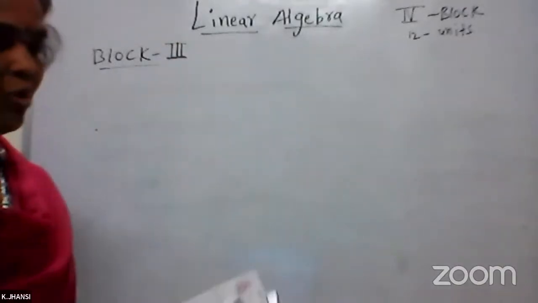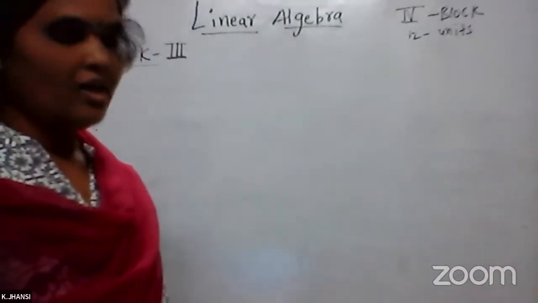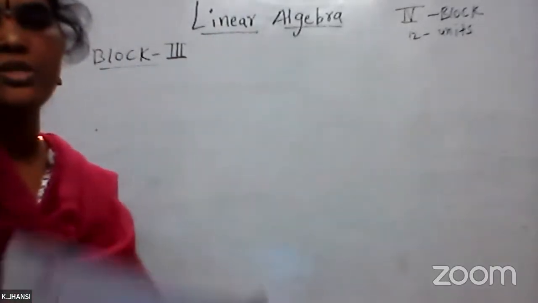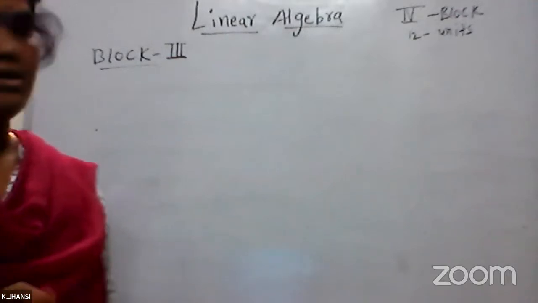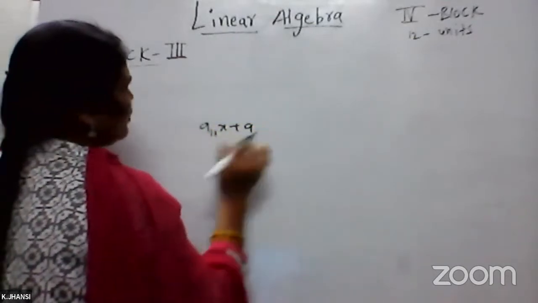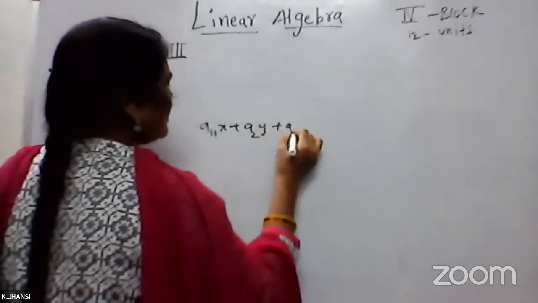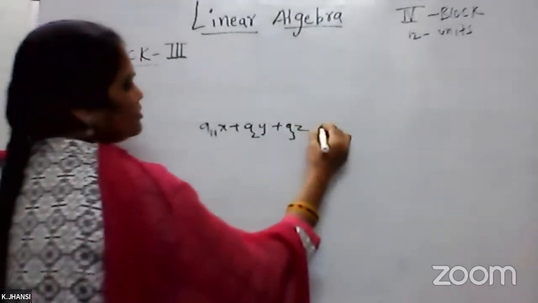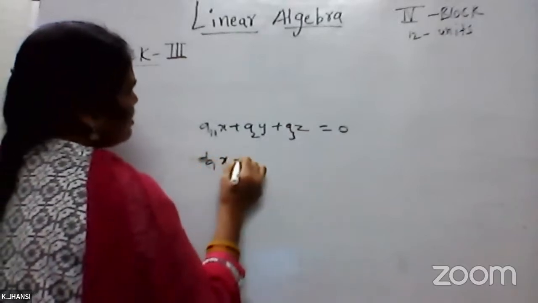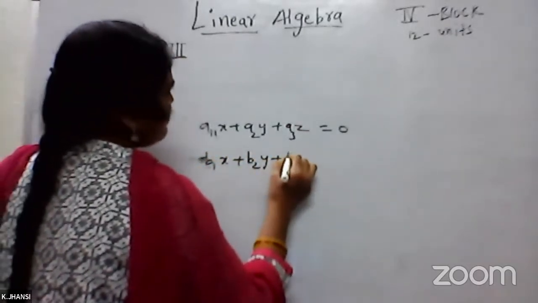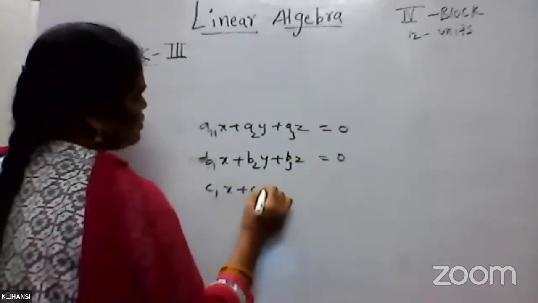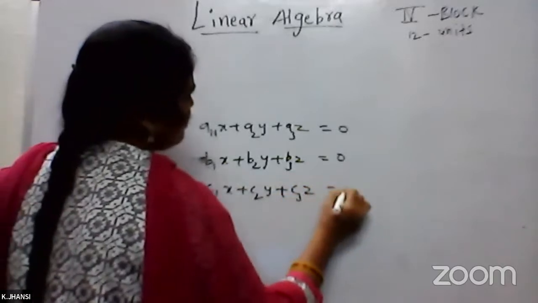And even one more definition for linear algebra is that it is the study of linear equations. Linear equations, if you have an idea about matrices, will be in the form of a1x plus a2y plus a3z equals 0, b1x plus b2y plus b3z equals 0, and c1x plus c2y plus c3z equals 0.